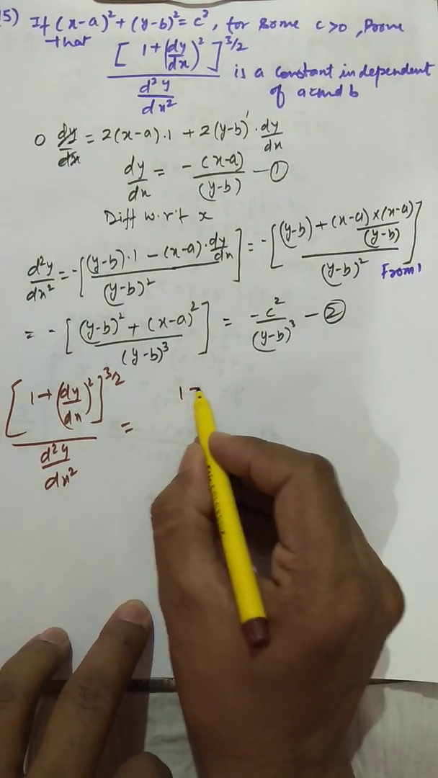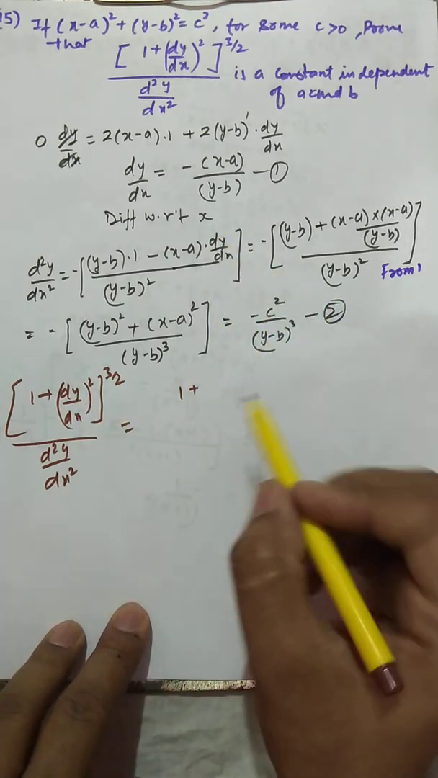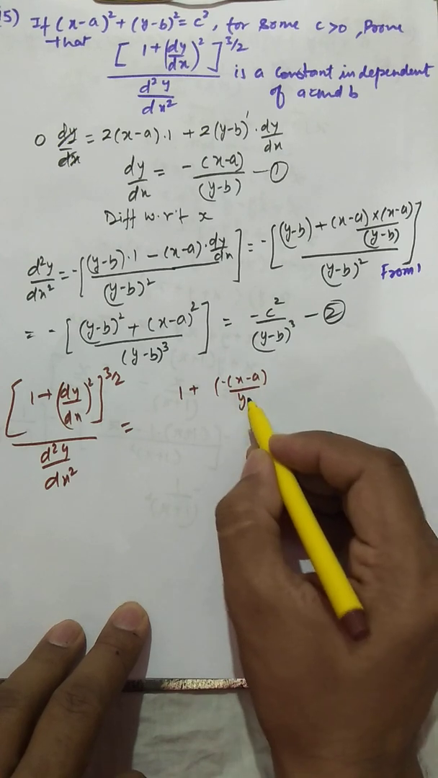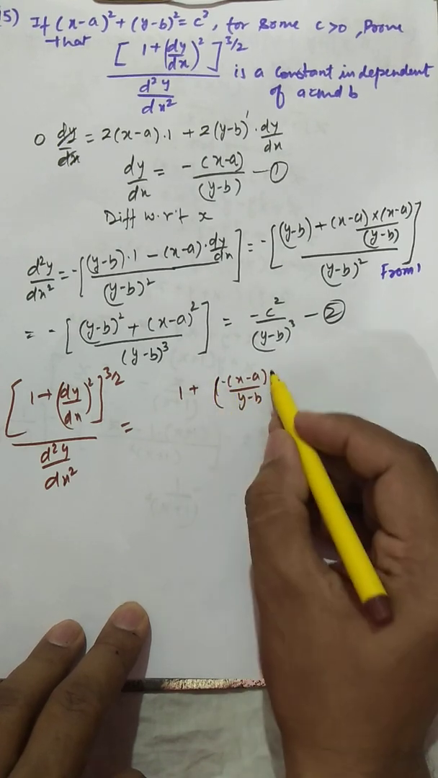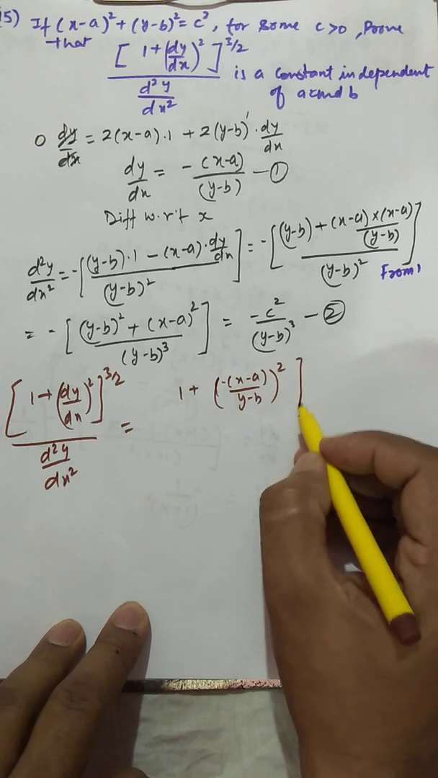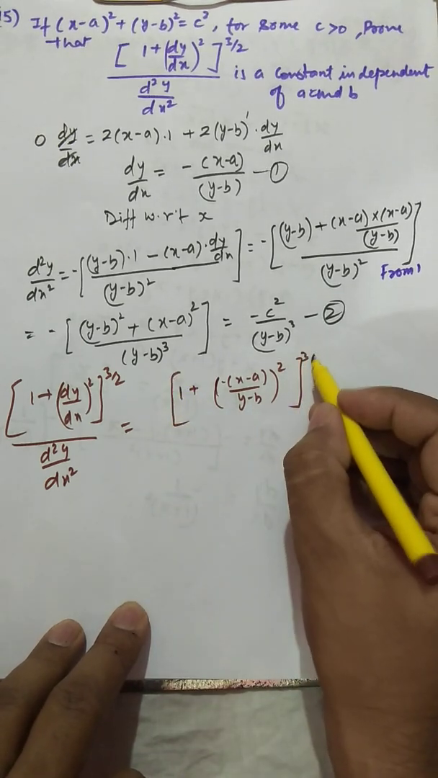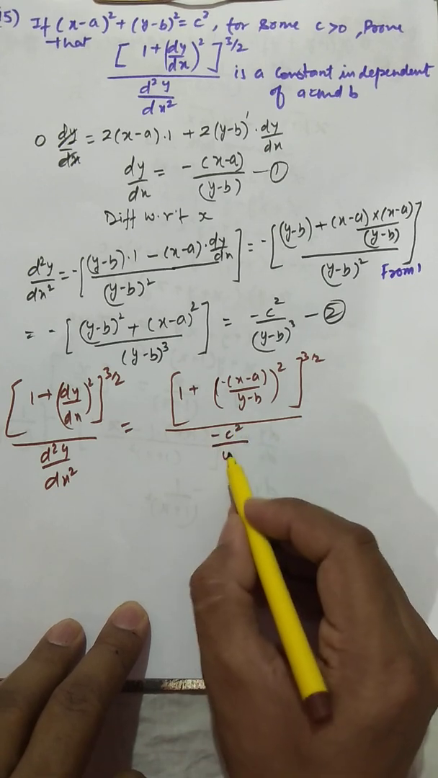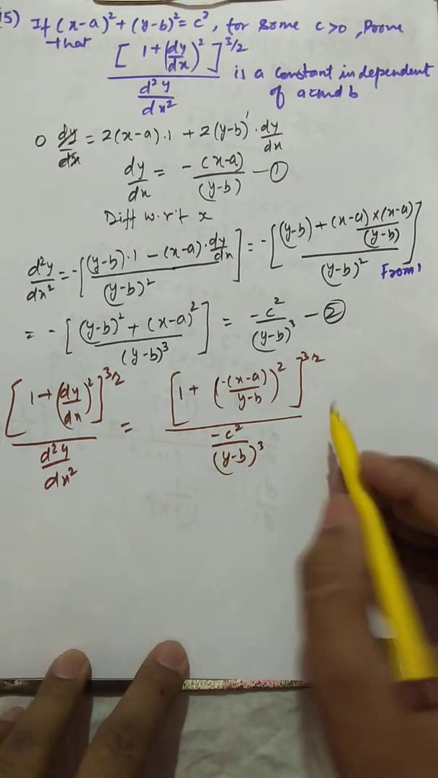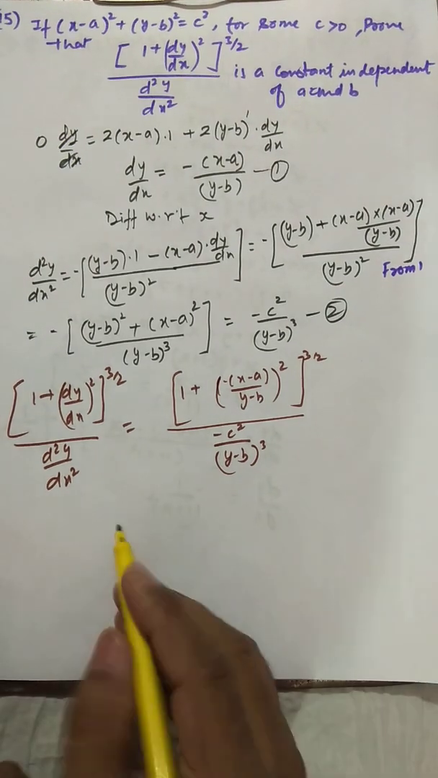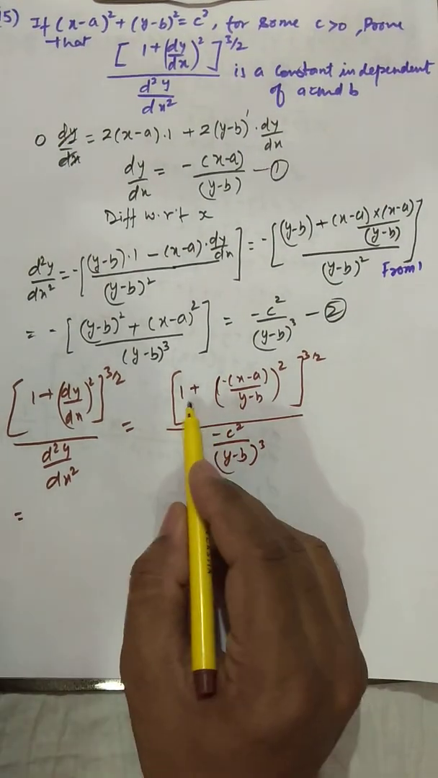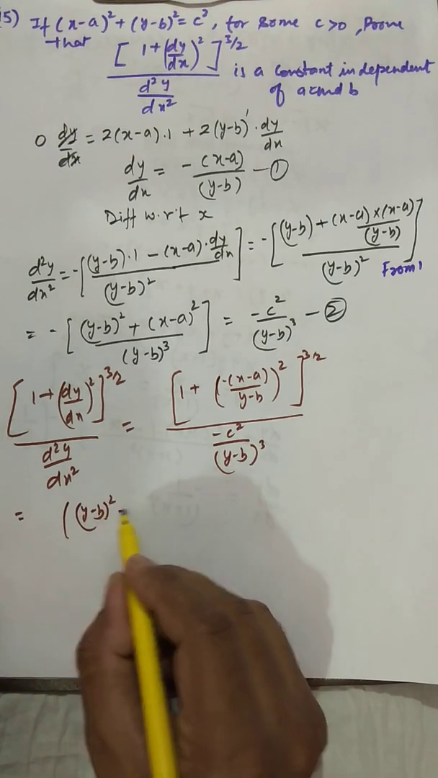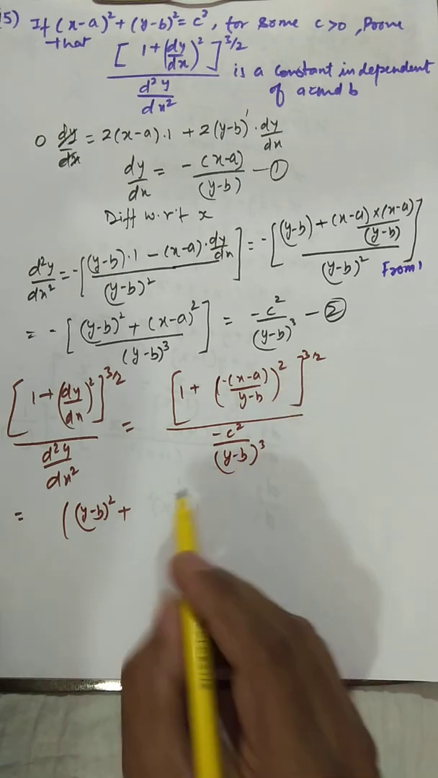So this is 1 plus dy by dx, (x minus a)/(y minus b), whole square, raised to 3 by 2, and d²y by dx² is minus c square upon (y minus b) whole cube. So we can simplify this further. You can take LCM.